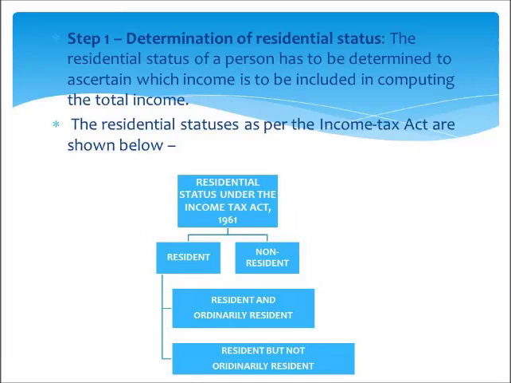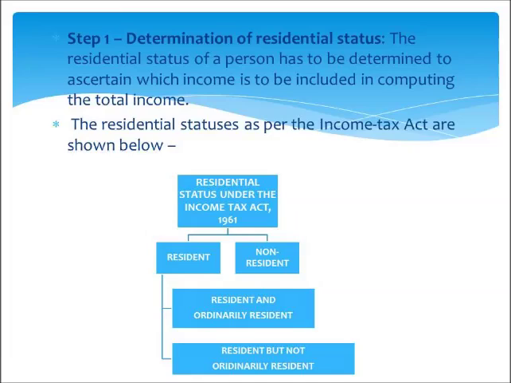So these two are new terms for you all. We'll understand these two terms in detail in the coming slide: what resident and ordinarily resident mean, and what resident but not ordinarily resident means. If a person is resident and ordinarily resident, then some incomes will be included which will not be included in residents but not ordinarily residents.